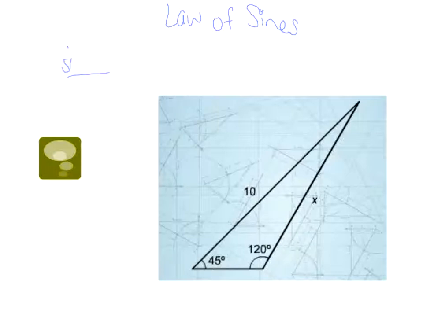So again, we do the sine of the angle divided by the side equals the sine of the angle divided by the side. So let's set this up. So I have the sine of 45 over its side, which is x. Everybody okay why I matched those two together? So 45 is pointing at its opposite side, which is x. That's going to equal the sine of 120 divided by its side.